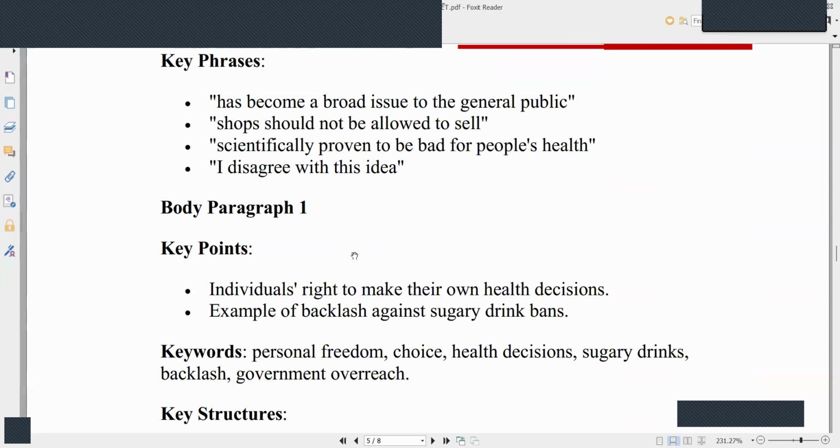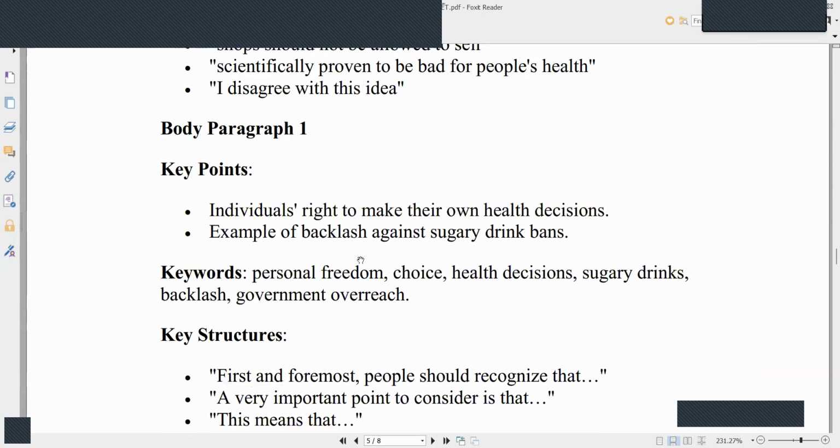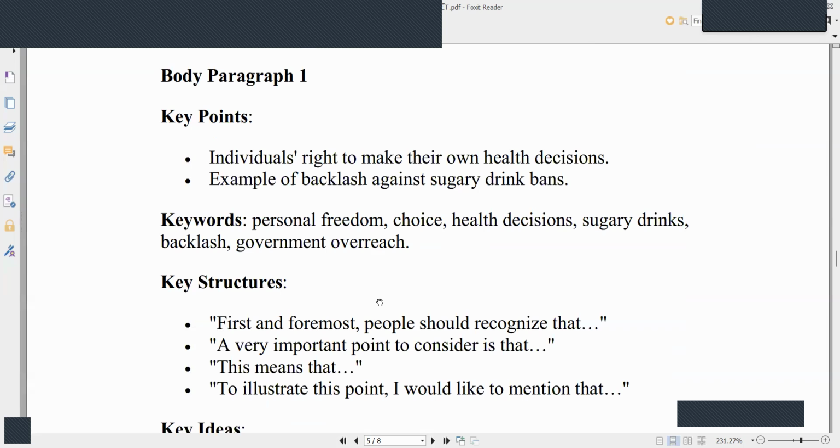I disagree with this idea. Body paragraph 1, key points: individuals have a right to make their own health decisions. Example of backlash against sugary drink bans. Keywords: personal freedom, choice, health decisions, sugary drinks, backlash, government overreach.